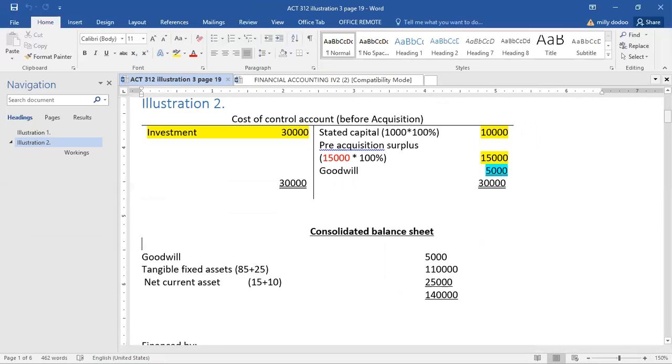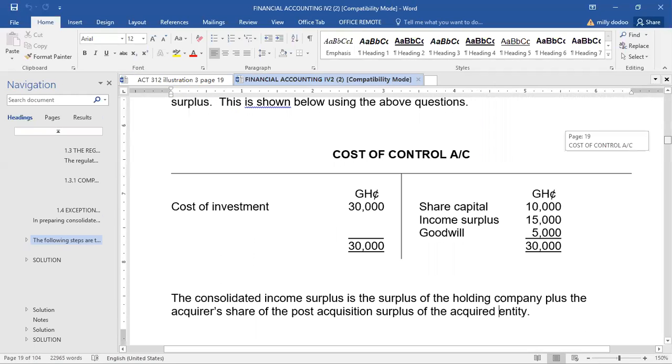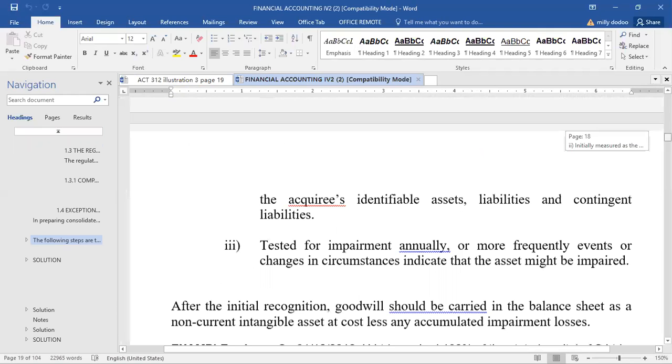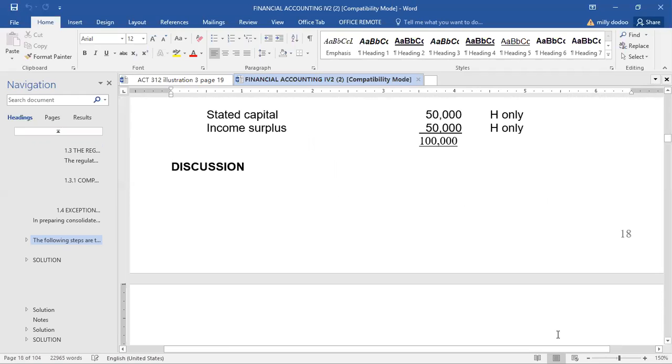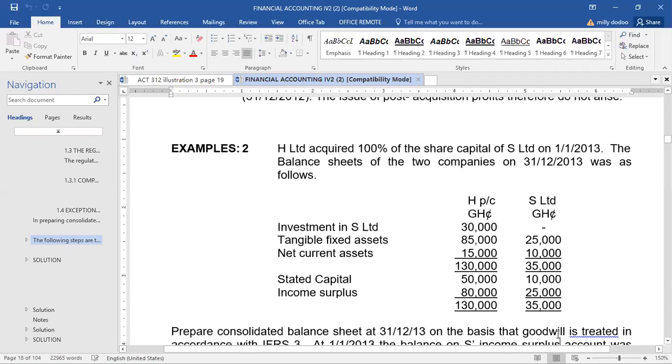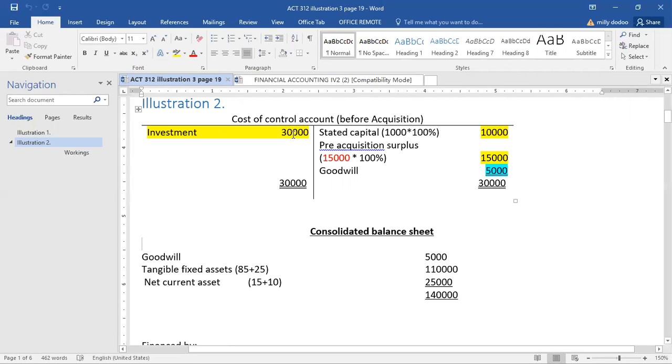you must know your investment. And from the question, the money H is investing in S Limited is 30,000. Are you getting it? He is investing 30,000 in S Limited. So that is the investment over here.